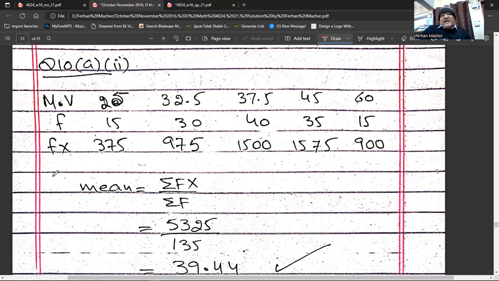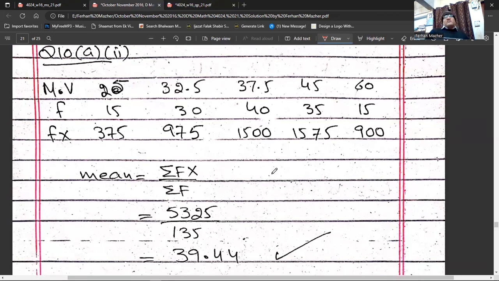So the formula for the mean is summation fx divided by summation f. So add these fx values, that's summation fx. Add these f values, that is summation f. So when you add 375 plus 975 plus 1500 plus 1575 plus 900, that will give you 5325. When you add up all the frequencies, 15 plus 30 plus 40 plus 35 plus 15, that will be 135.